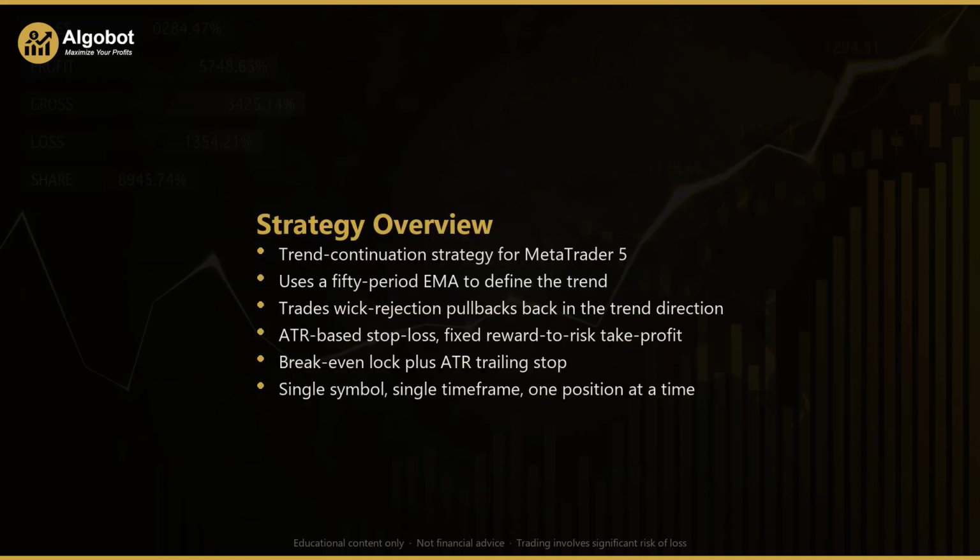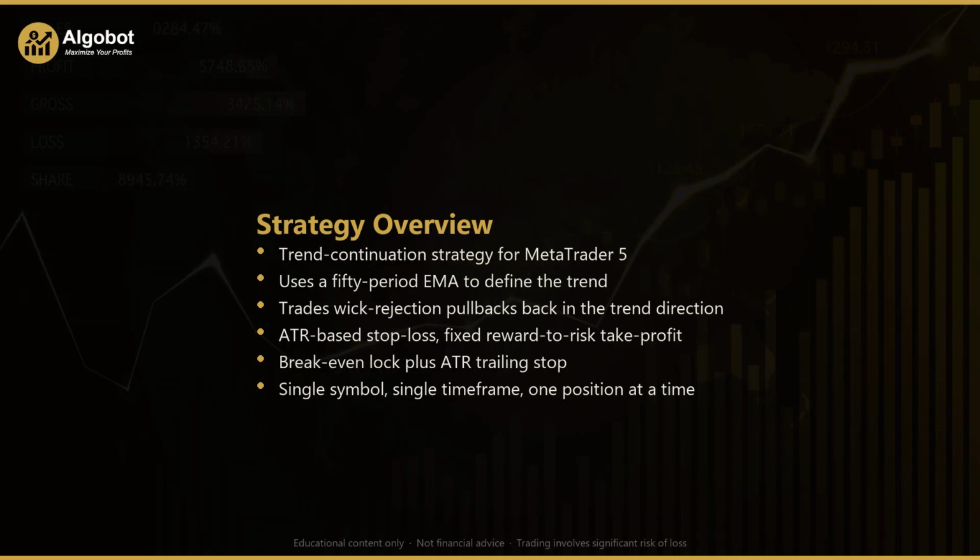Let's get started. So what exactly does this expert advisor do? At its heart, Wick Rejection Continuation is a trend continuation strategy. That means it does not try to catch tops and bottoms or trade against the prevailing direction. Instead, it waits for an existing trend and looks to join that trend after a temporary pause. The tool that defines the trend here is a single exponential moving average, set by default to a 50-period length. The strategy runs on one symbol and one time frame at a time, and it only ever holds one position at a time, which keeps the logic clean and easy to follow.